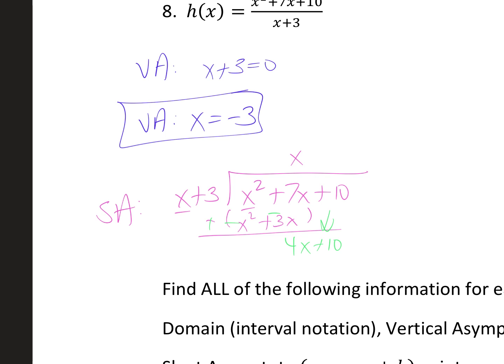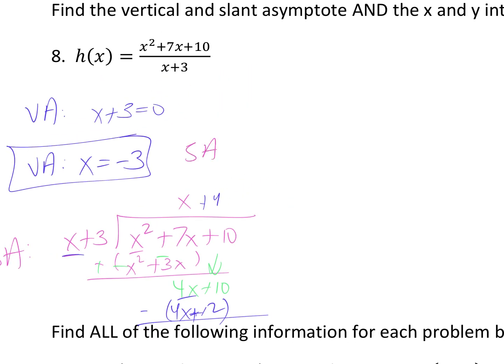First term into first term. X into 4x goes how many times? So plus 4. Get your subtraction ready. So this is 4x plus 12. Do you have to do anything else here? No. Why not? Because the remainder doesn't matter. Your slant asymptote answer would be y equals x plus 4. It has to say y equals.